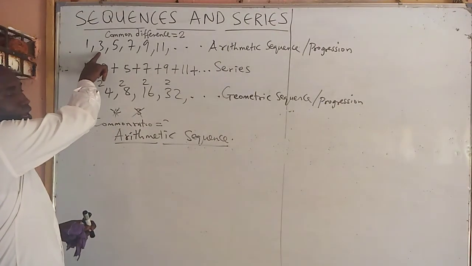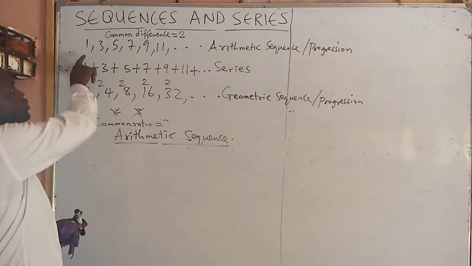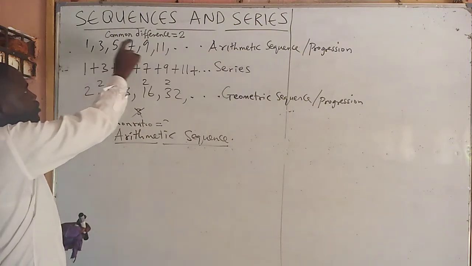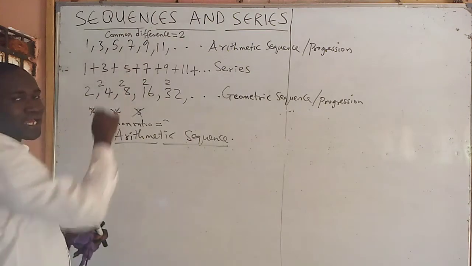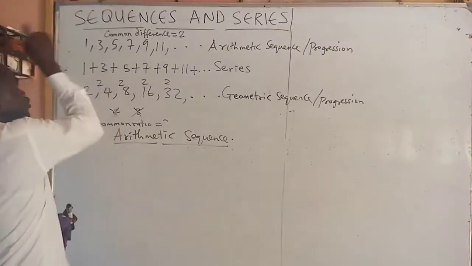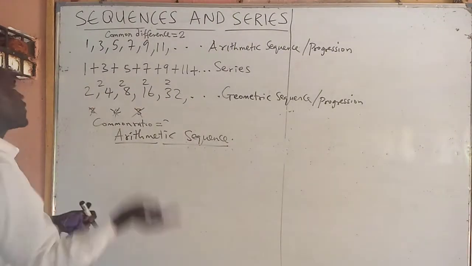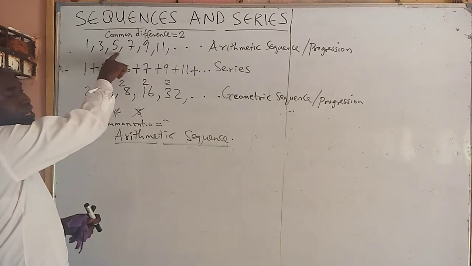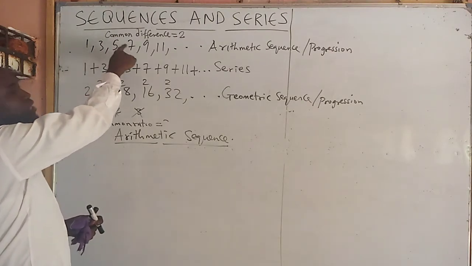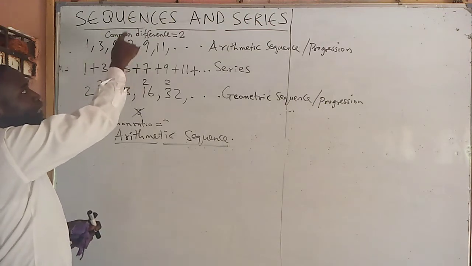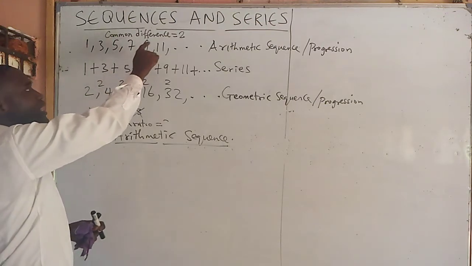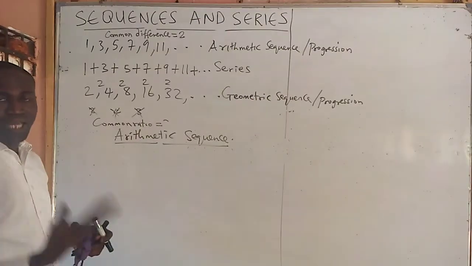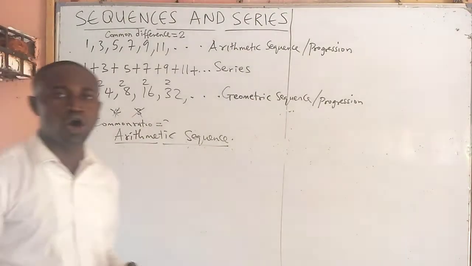2 plus 1, 3. How do we get that? I said 3 minus 1, 2. 5 minus 3, 2. 7 minus 5, 2. 9 minus 7, 2. 11 minus 9, 2. That tells you that 2 you got as a common difference. 1 plus 2, you get the next one, 3. 3 plus 2, you get the next one, 5. 5 plus 2, 7. 7 plus 2, 9. 9 plus 2, 11. If they ask you to continue, 11 plus 2, 13. 13 plus 2, 15, and so on.